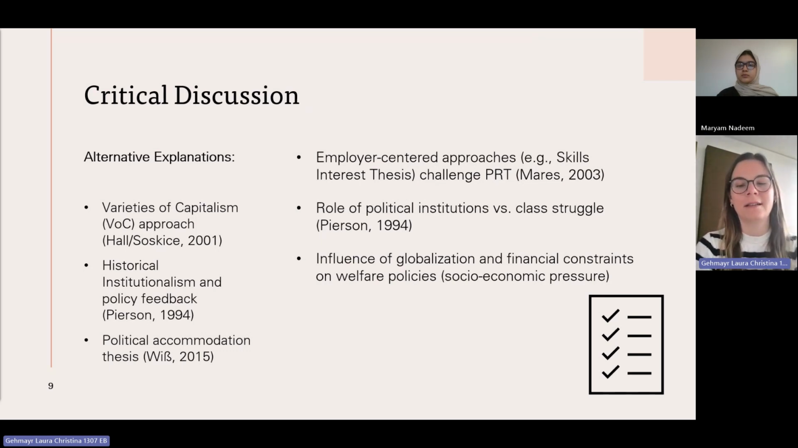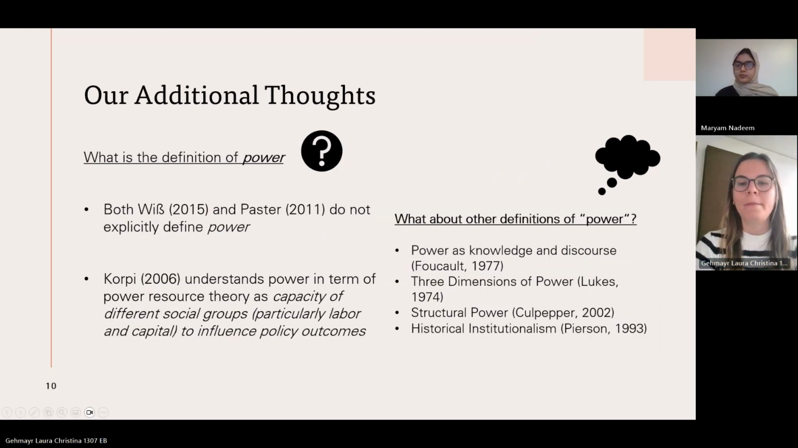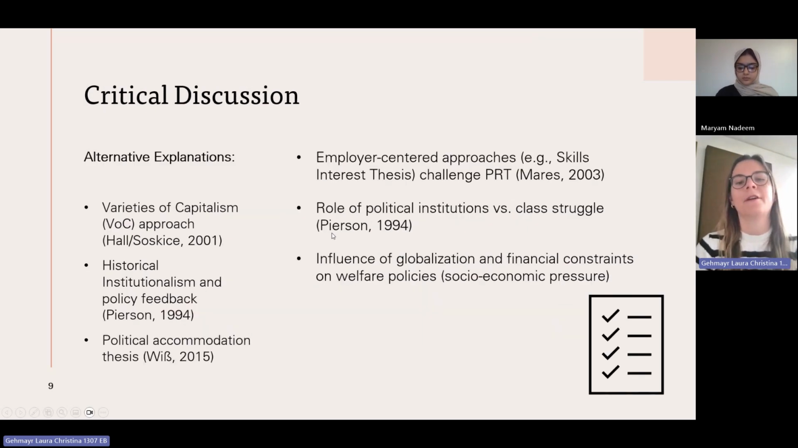That also closely aligns with last week's presentation on socioeconomic pressure and post-industrialization, which we have already seen from our colleagues. So if power resource theory has its limitations, as we have presented above, what other theories can explain welfare state development? We have some additional theories that we would like to present to you, and these are the suggestions that we have made. The first one is varieties of capitalism.